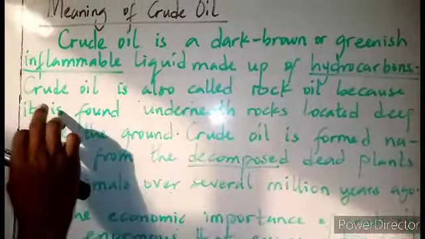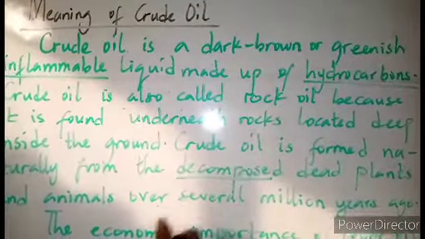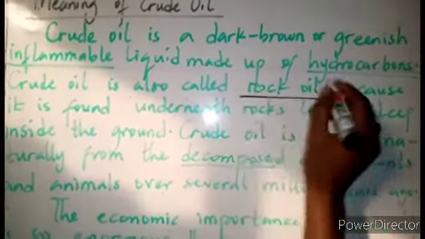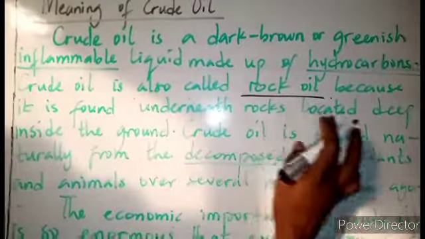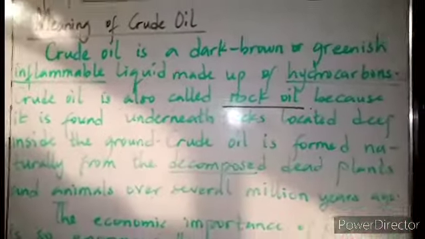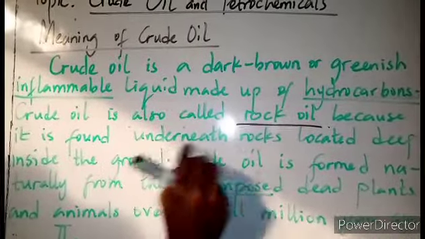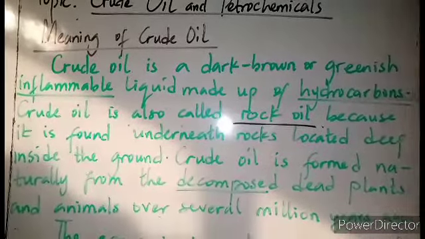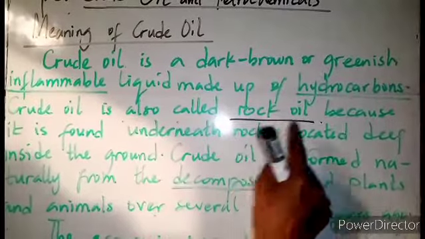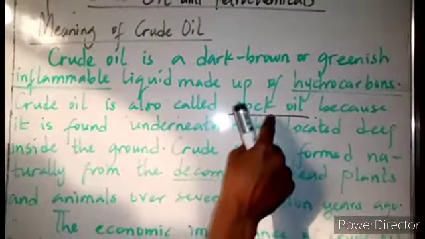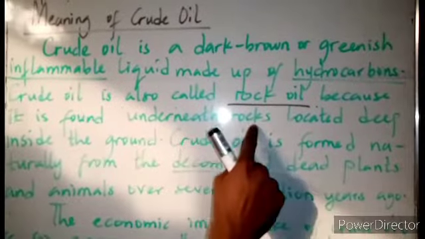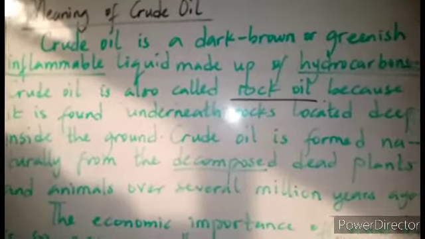Now let's continue. Crude oil is also called rock oil. Please take note. Another name for crude oil is rock oil. It is called rock oil because it is found underneath. Underneath means under something, below, underneath rocks, located deep inside the ground. So crude oil or rock oil is found under rocks, inside deep ground.